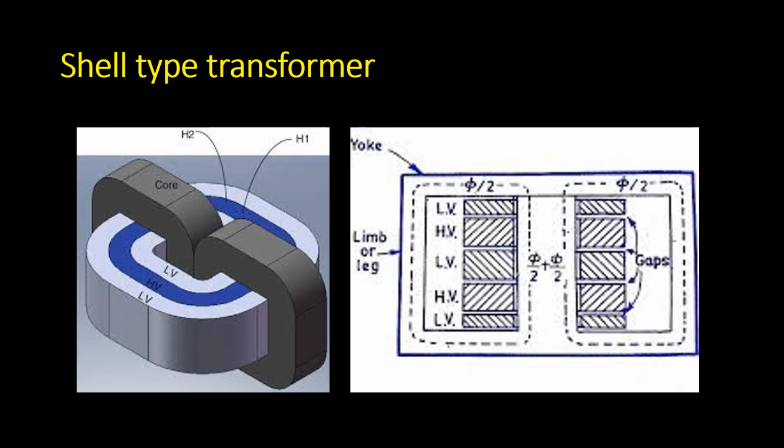In case of core type transformer, we discussed that there is only one magnetic path, whereas in case of shell type transformer, you will find that there are two separate magnetic paths which are shown here. So the main flux is getting divided into two parts, and that is why it forms two different magnetic paths. Such shell type transformers are mainly used for low voltage applications, and are often used in low voltage power circuits as well as in electronic circuits.